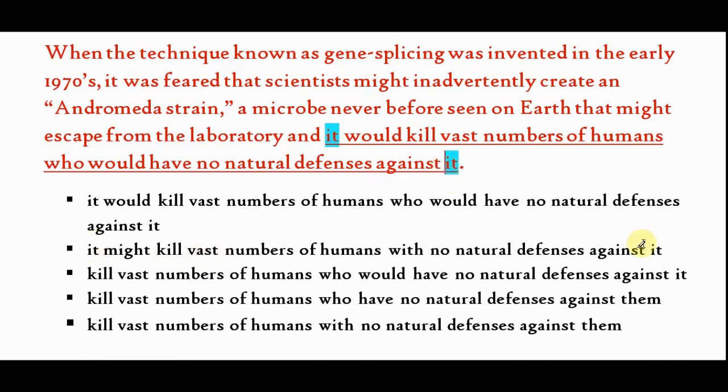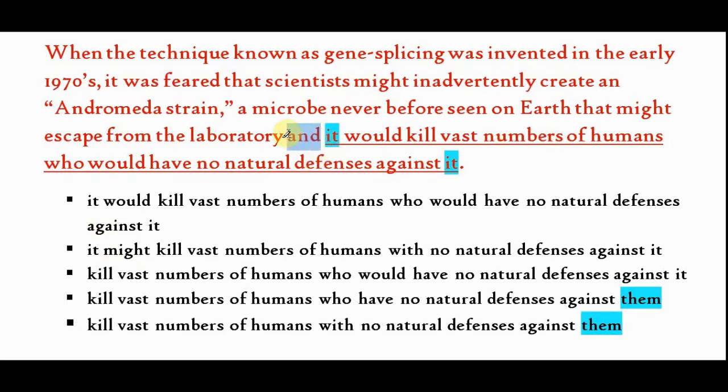Option B, it and it, fine. Option C, it, fine. But option D, it is them. And option E, them. Here they means again microbe. So option D and E out. Now left with A, B, C.